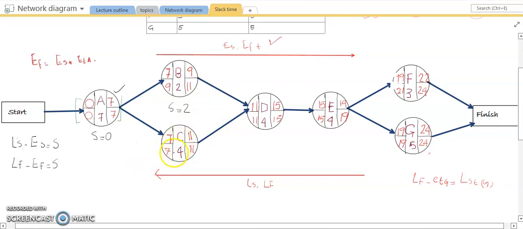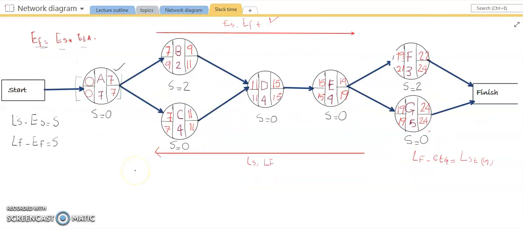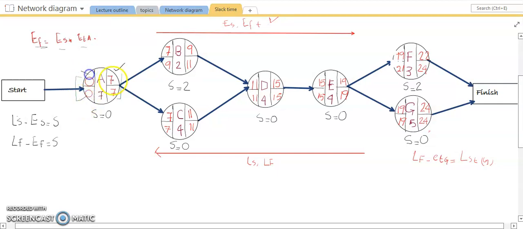Okay, so the slack value for activity C: 7 minus 7, 0, 11 minus 11, 0. So S is equal to 0 in that case. For activity D, again we have both the same values, so S is equal to 0, no slack. And for activity E, again we have no slack available. For activity F, the slack will be 21 minus 19, so the value is 2, or if you calculate from 24 minus 22, the same value will come. So the slack here for activity G is 19 minus 19, 0, and 24 minus 24, 0. So this was the easiest method of calculating slacks once you have calculated the 4 times in your network diagram.